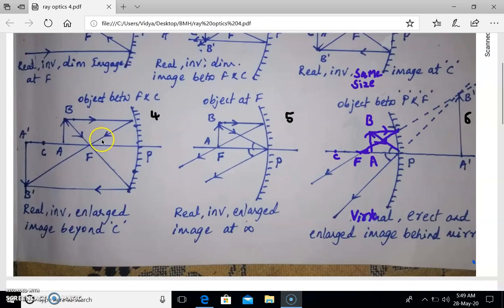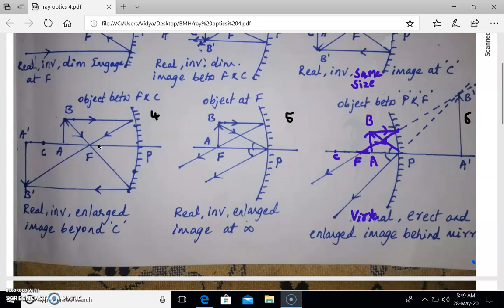In the next case, when the object is between F and C, focus and center of curvature, AB is the object placed between F and C. A ray parallel to the principal axis after reflection passes through the focus. A ray passing through the focus after reflection runs parallel, both intersect each other, and A'B' is the perpendicular drawn from the principal axis through the point of intersection, which gives us the position and nature of the image. The nature of the image formed in this case is a real, inverted, enlarged image formed beyond C.